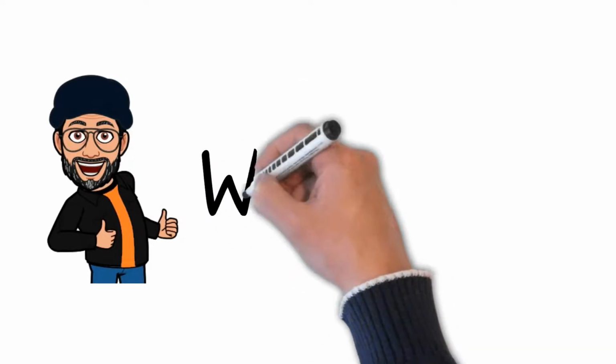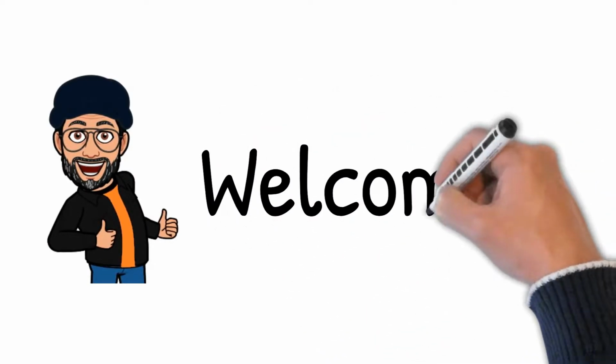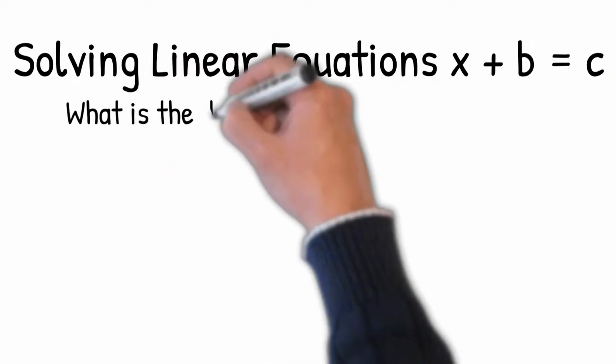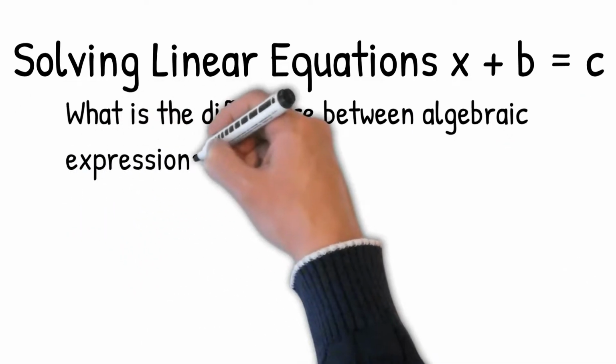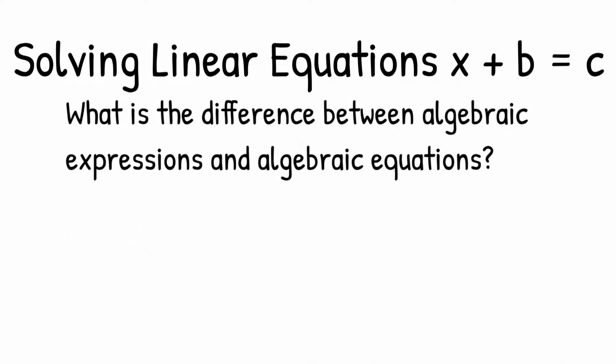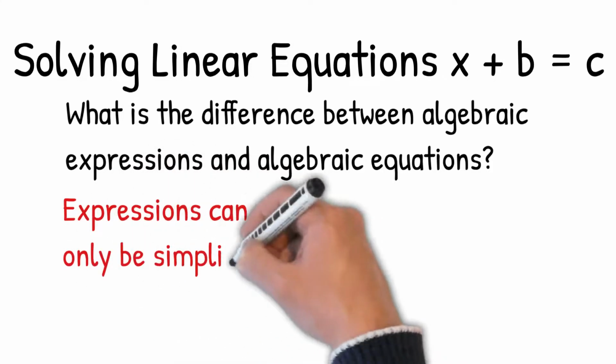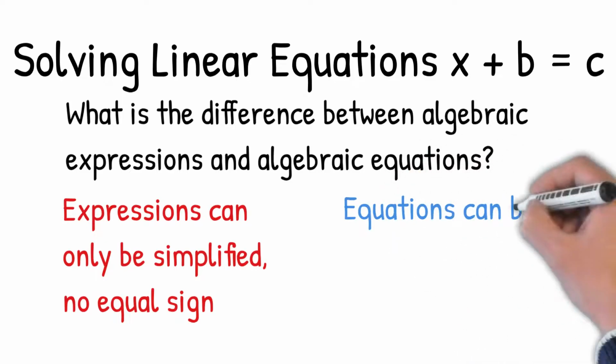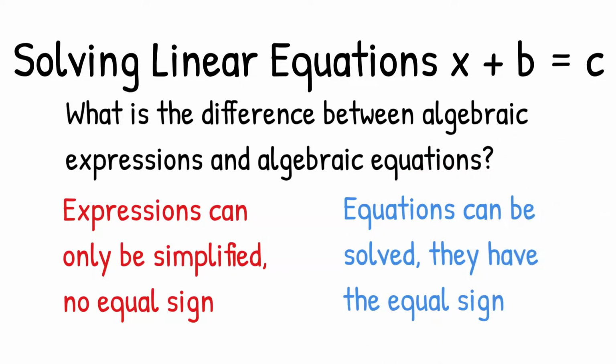This is the first of several videos where we are going to learn how to solve linear algebraic equations. First, let's look at the difference between algebraic expressions and algebraic equations. Expressions can only be simplified. They have no equal sign. Equations can be solved. They have the equal sign.